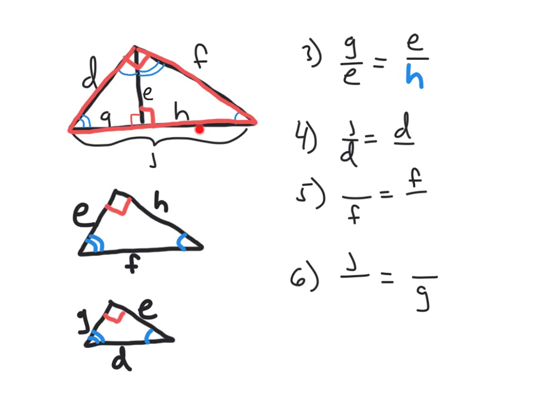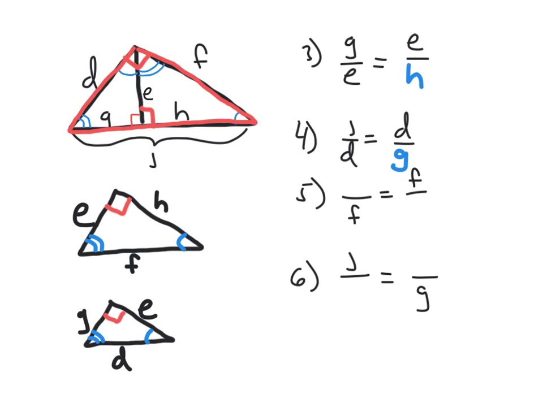J is the hypotenuse of the big one. Well, which triangle has a hypotenuse of D? The small one has a hypotenuse of D. Therefore, D from the big triangle must correspond to G in the small triangle. Catching what we're doing? Okay, take a look at number 5.